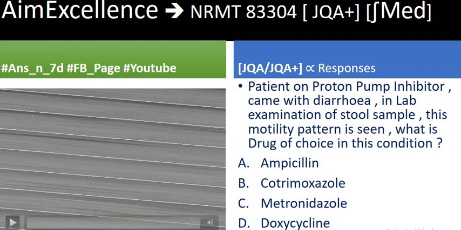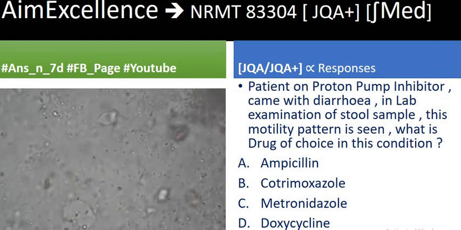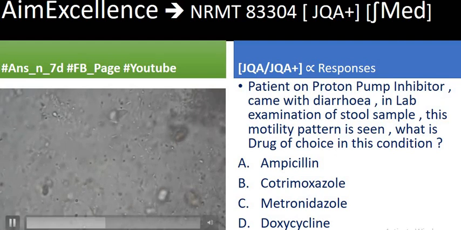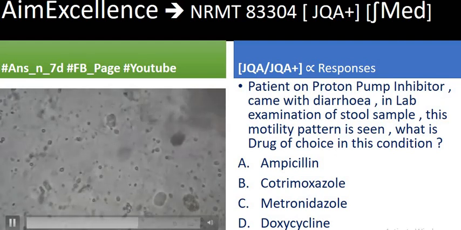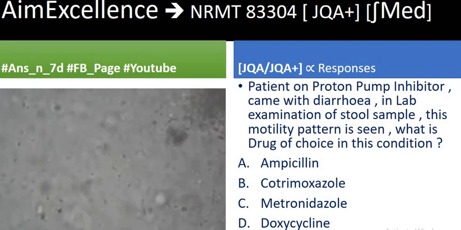So before getting into that answer, see this particular motility pattern. You can see the motility pattern of the trophozoite out here. And this is fallen leaf motility. This is known as fallen leaf motility, which is seen in cases of Giardia intestinalis or lamblia. So here you have to tell about the drug of choice, and the drug of choice is metronidazole.